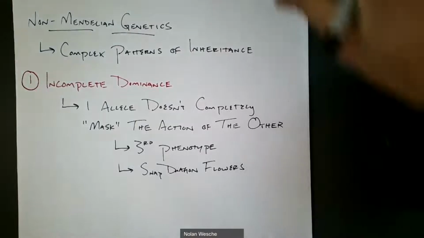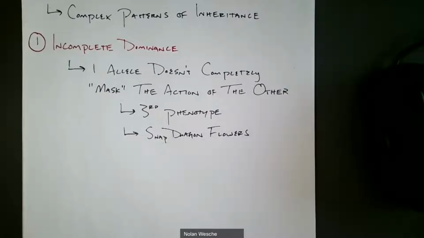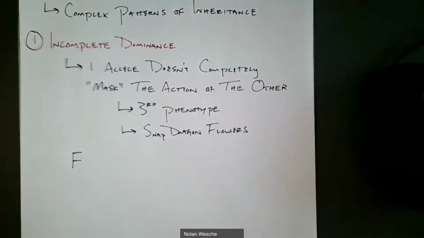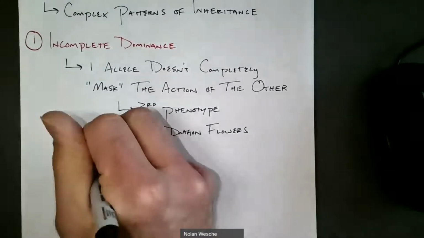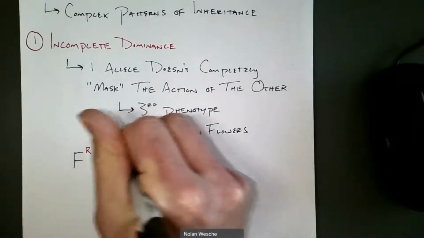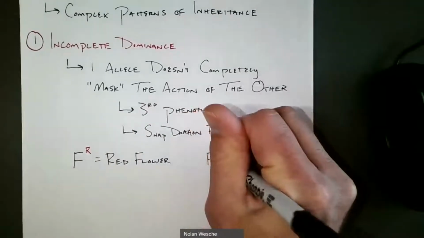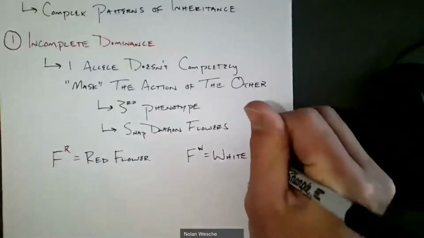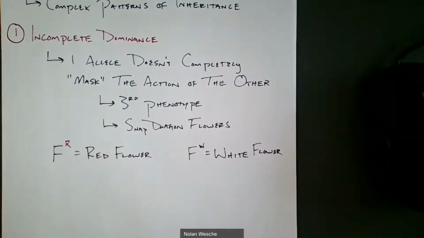So let's work an example. Slide the paper up here. Let's go ahead and define our alleles. We're going to use F for flower color, and the superscripted R as red flowers. And I'm going to use an F with the superscripted W as my symbol for white flowers. Obviously when we combine these, we're going to get pink flowers.